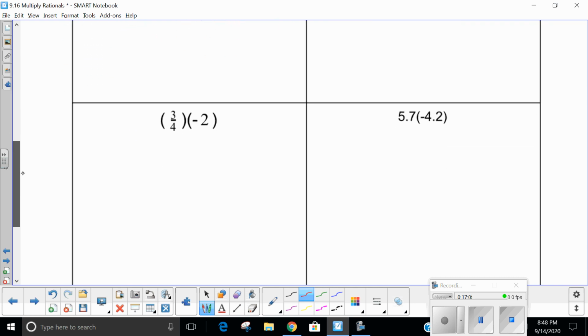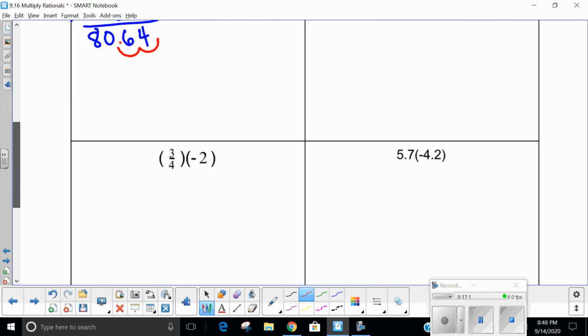Now, let's look at this one real quick. We have 3/4 times -2. So this is a fraction. So we can rewrite both of them down here. 3/4 stays as a fraction. And I'm going to make -2 a fraction by putting it over 1. I just put the 1 underneath it in the denominator.